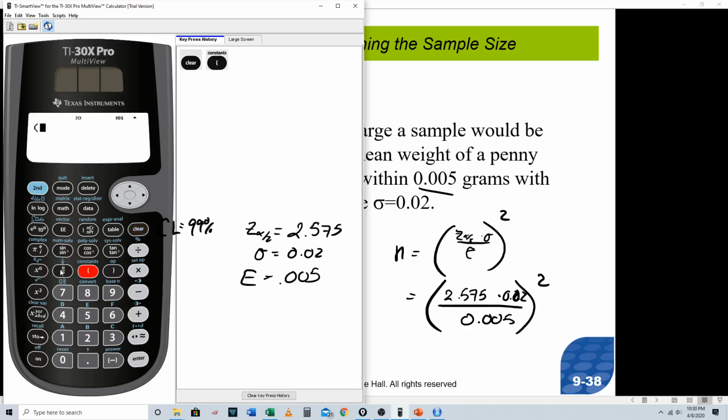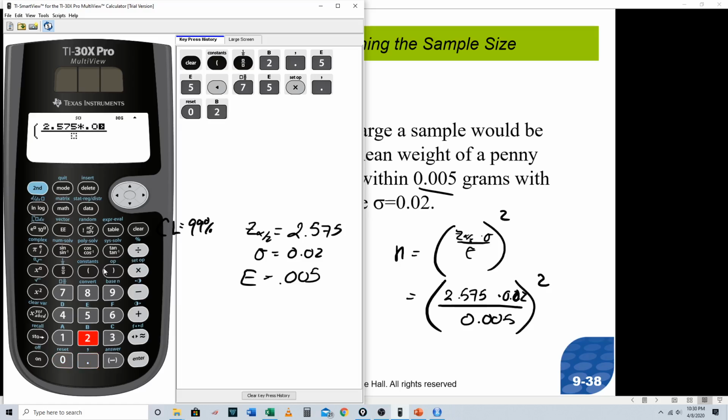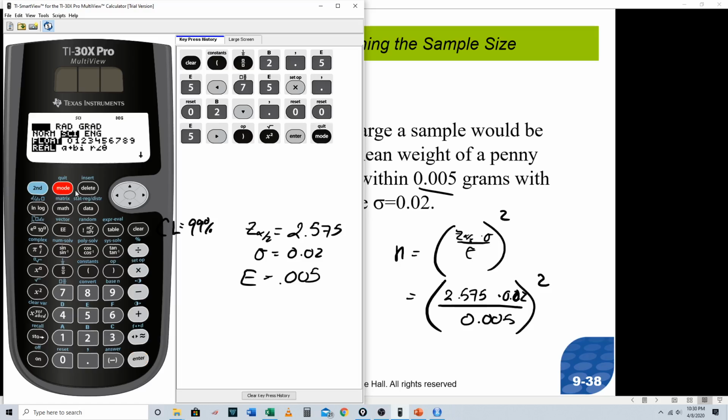Right, so I'm going to put that in the calculator, and here's my calculator. So parentheses, fraction button, and that is 2.575 times 0.02 over 0.005, close parentheses, and squared, gives me this, which I need to change out of scientific notation. I was messing around with it. So mode, normal, I'm going to run that previous formula again, and we get 106.09.